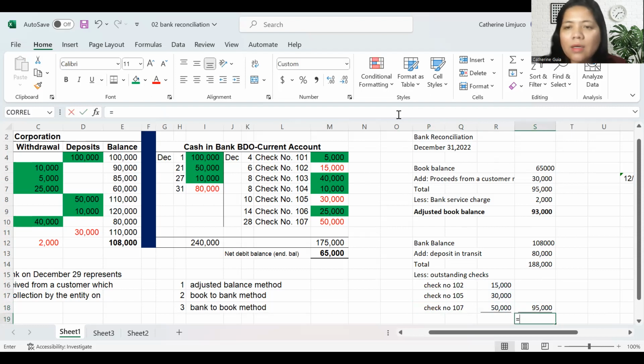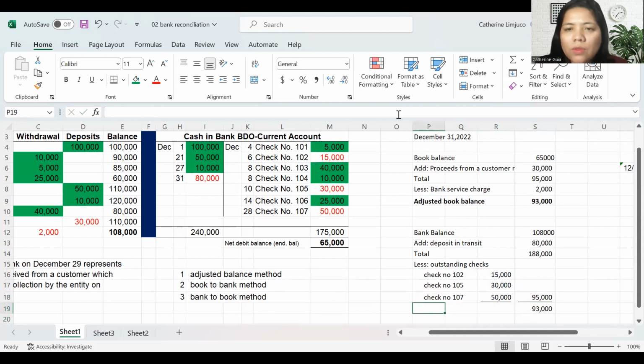What is the subtotal of these outstanding checks? 95,000. Let's check if the adjusted bank balance is also the same. Yes, it's the same. We have an adjusted bank balance of 93,000. Don't forget to do the double ruling of our account's final amount.